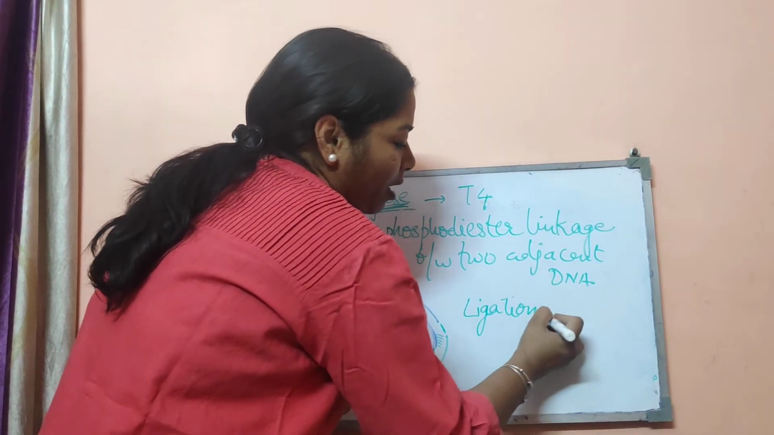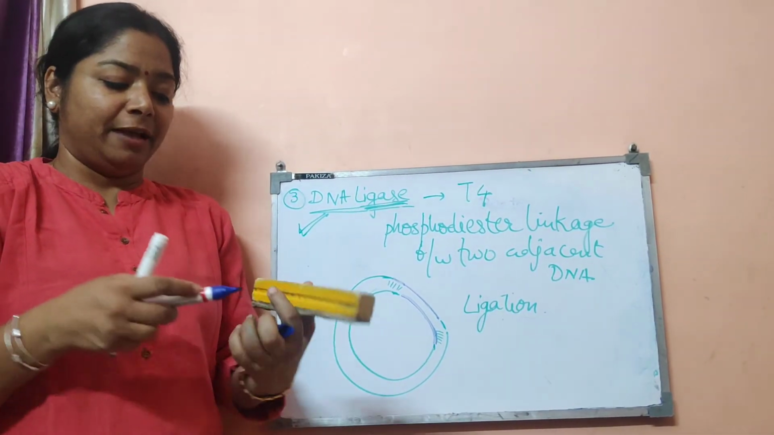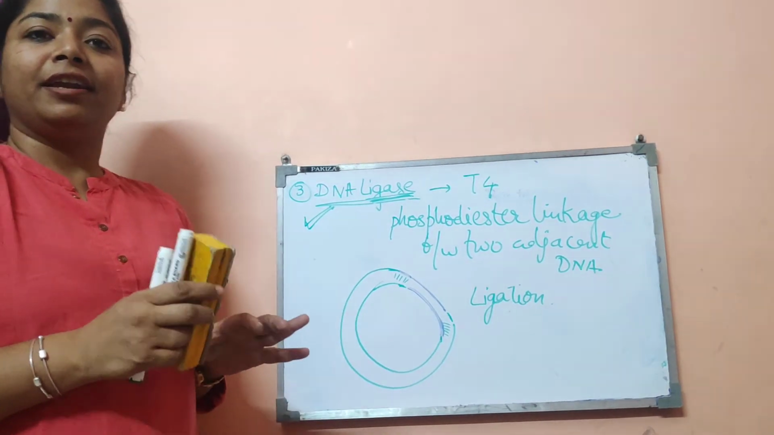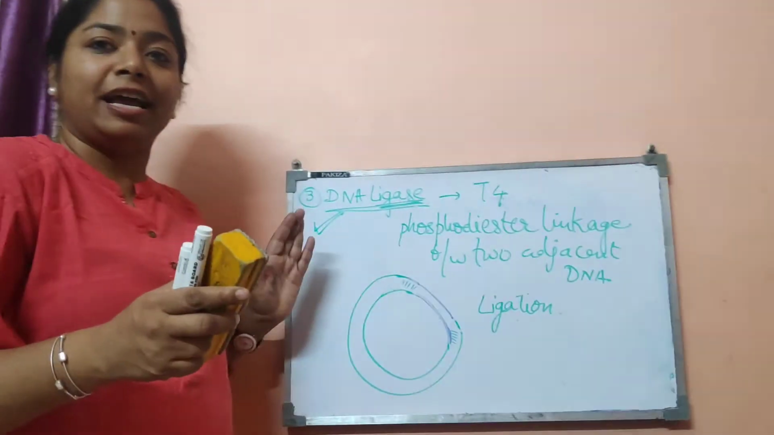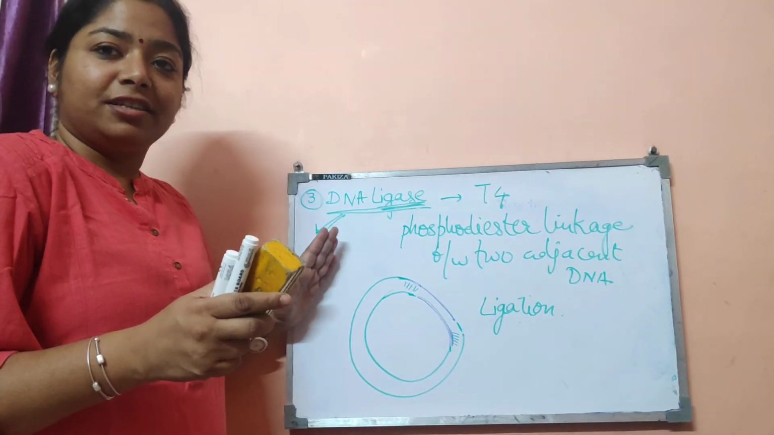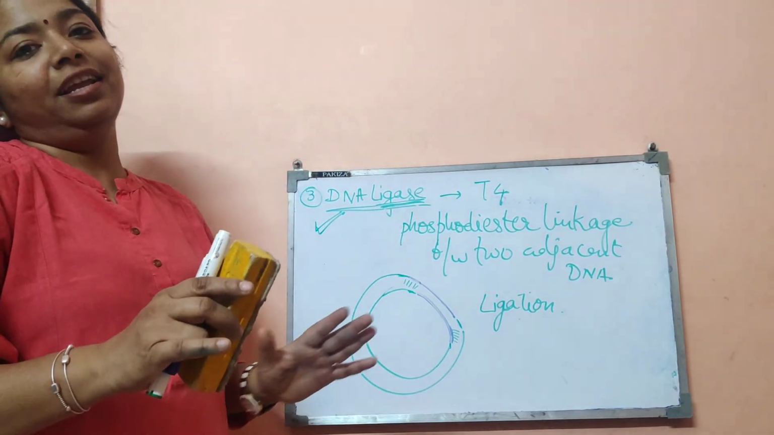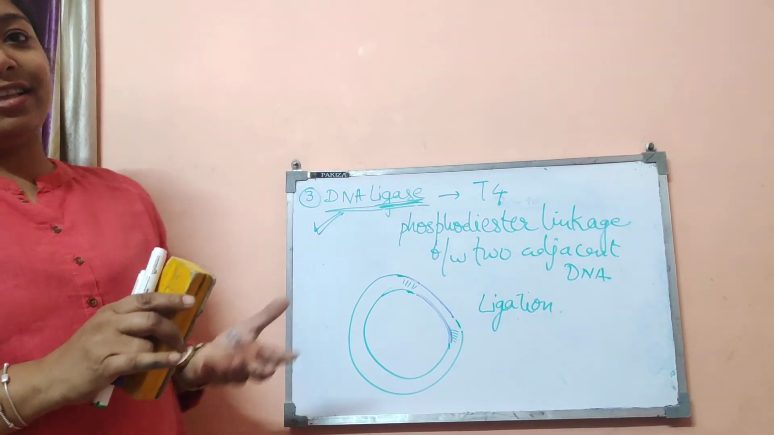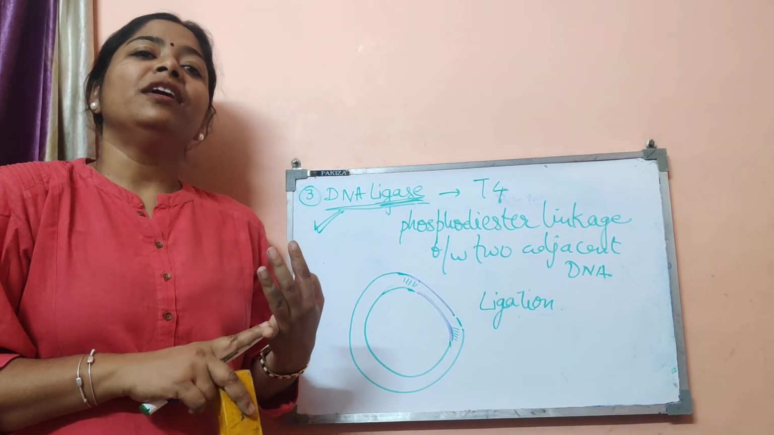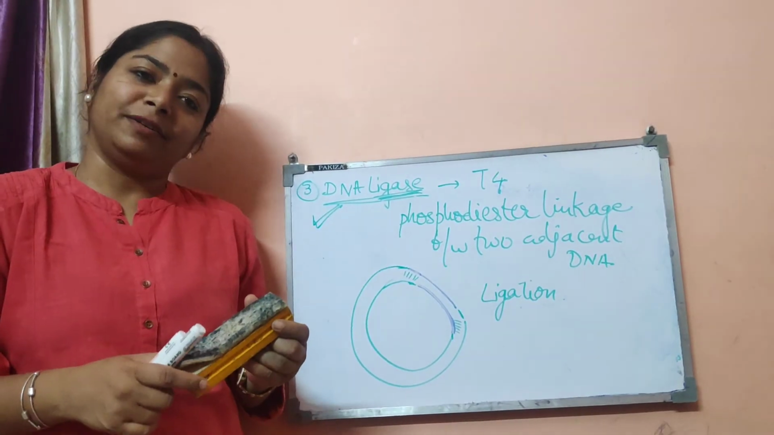So up till now we have discussed various enzymes which are involved in recombinant DNA technology, and the enzymes are restriction endonucleases, alkaline phosphatases, and DNA ligases. And in the next lesson we will discuss the second tool of recombinant DNA technology, and that is the vector. Thank you.